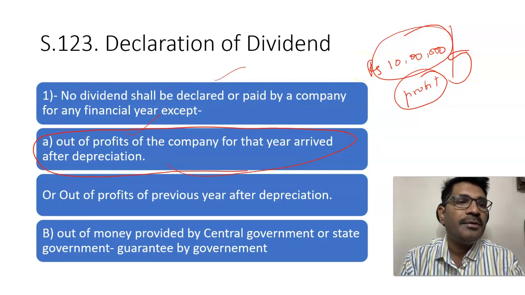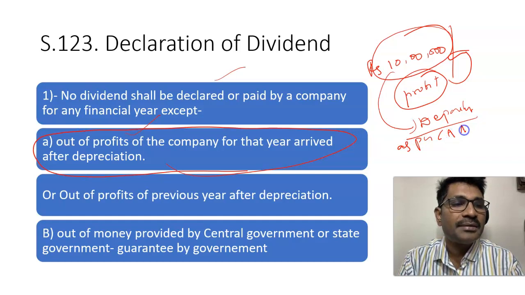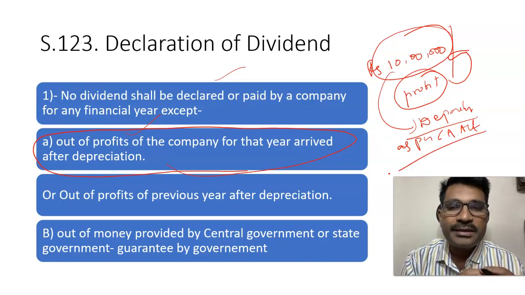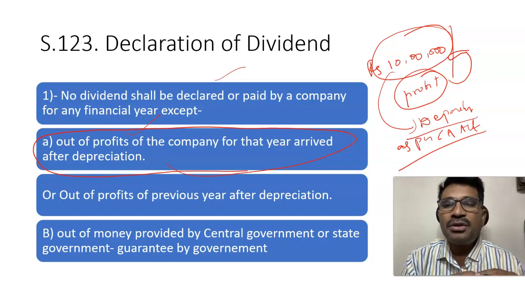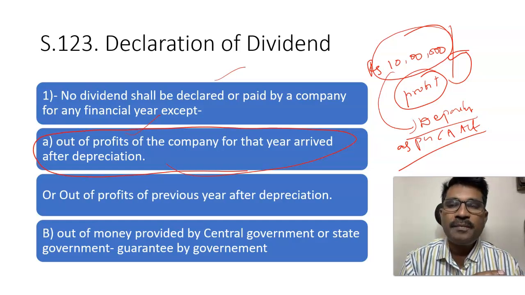After the profits have arrived, they also take into consideration depreciation, depreciation as per the Companies Act. Because the Companies Act provides the provisions and the method of depreciation. So after depreciation, whatever profits arise, out of those profits they can declare the dividend. So the first provision of the Companies Act is that in a particular financial year, from the profits after the depreciation, they can declare the dividend.